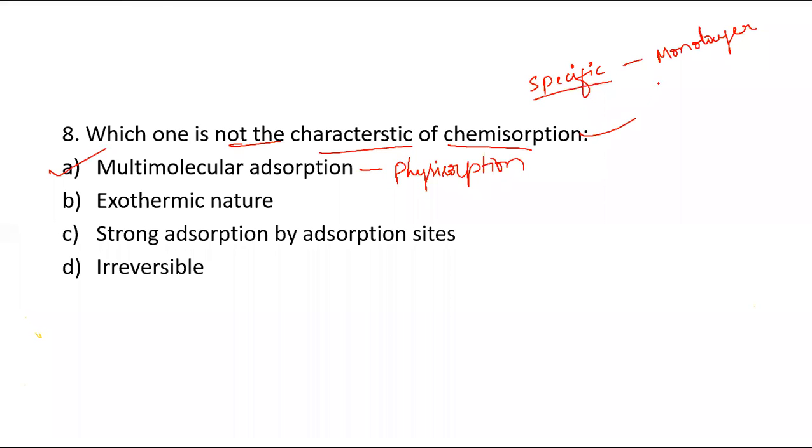Chemisorption is again monolayer. Exothermic nature, yes, it is an exothermic process. Strong adsorption and it is irreversible. Option A is correct. Okay.